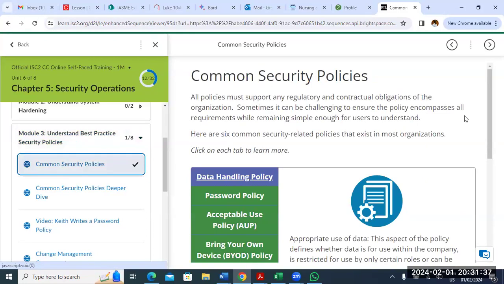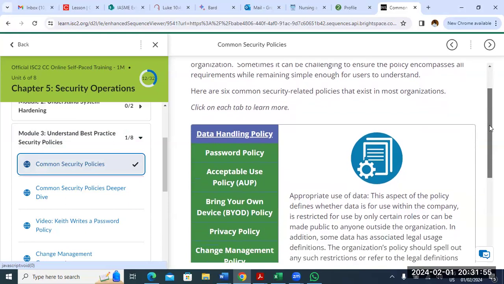All policies must support any regulatory and contractual obligation of the organization. Sometimes it can be challenging to ensure the policy encompasses all requirements while remaining simple enough for users to understand. Policy must be very clear and simple for people to understand.